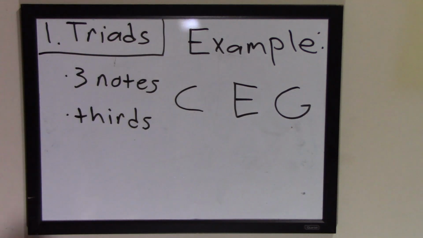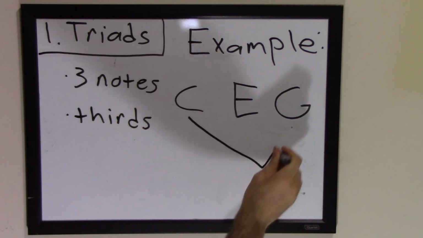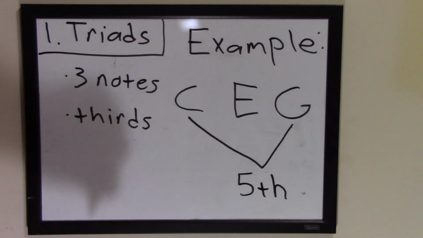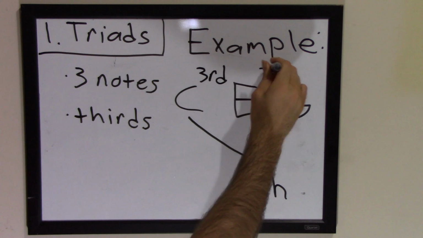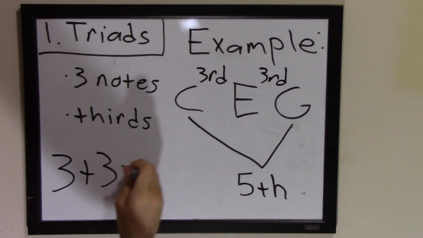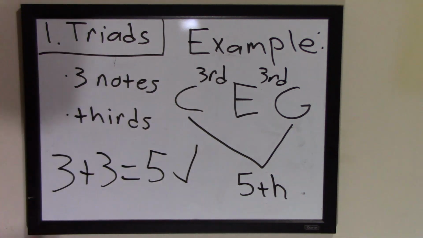Notice, and this is no extra charge, but this is just fun. If you go from C to G, it's not a sixth, it's a fifth. Isn't that fantastic? So from C to E is a third, from E to G is a third, from C to G is a fifth, because in music, 3 plus 3 equals 5.